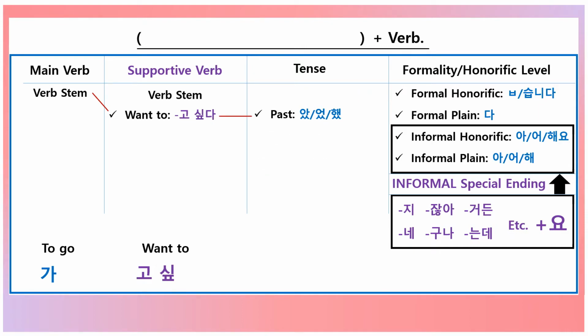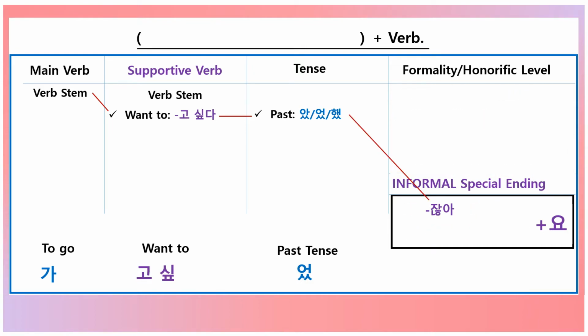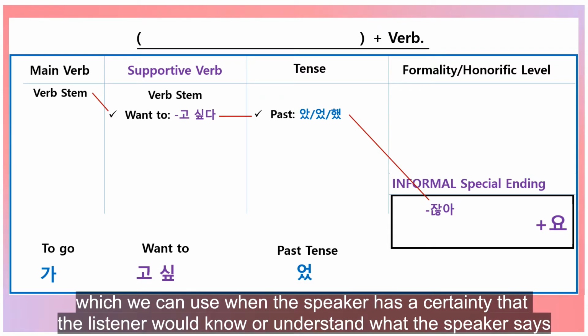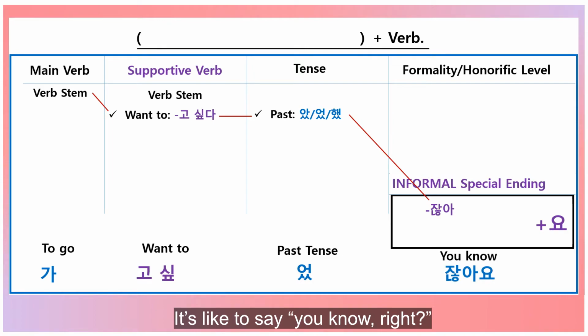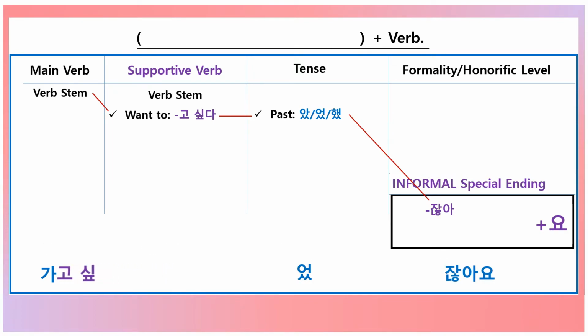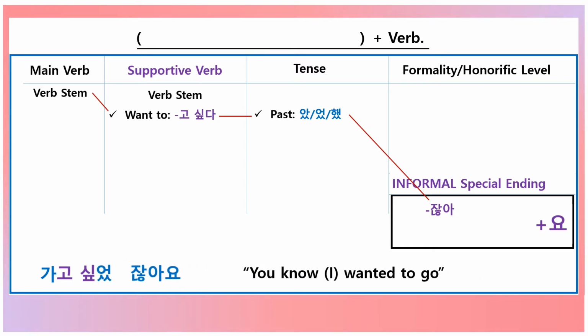And I connect to the past tense, and the verb stem 싶 uses the ㅣ vowel, so 었 is used among the three. And I choose the special informal honorific ending, 잖아요, which we can use when the speaker has a certainty that the listener would know or understand what the speaker says. It is like to say, you know, right? Then the whole ending structure becomes 가고 싶었잖아요, which is like to say, you know, I wanted to go. Here in Korean, this you know part is at the ending part.